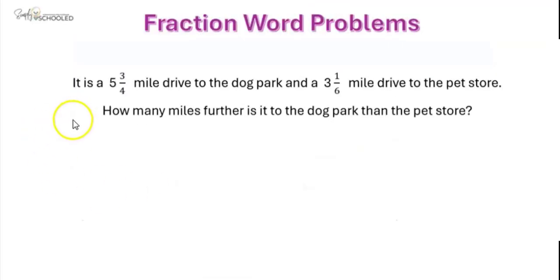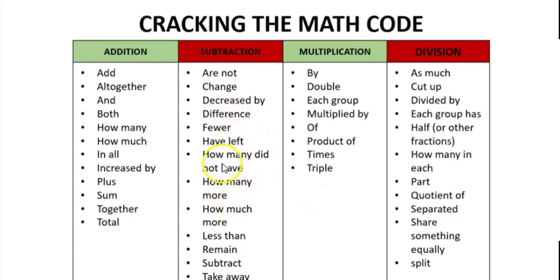Here's our first example. It is a 5 3/4 mile drive to the dog park and a 3 1/6 mile drive to the pet store. How many miles further is it to the dog park than to the pet store? So how many miles further? If we go back and look at our words, we see things like how many more, or how much less. So it's going to be subtraction.